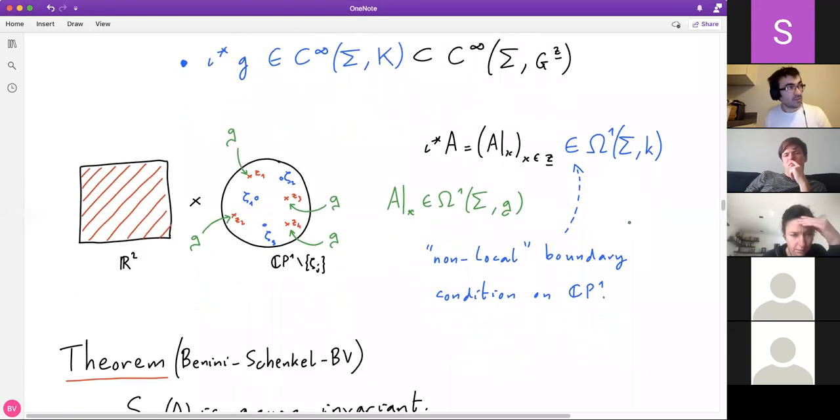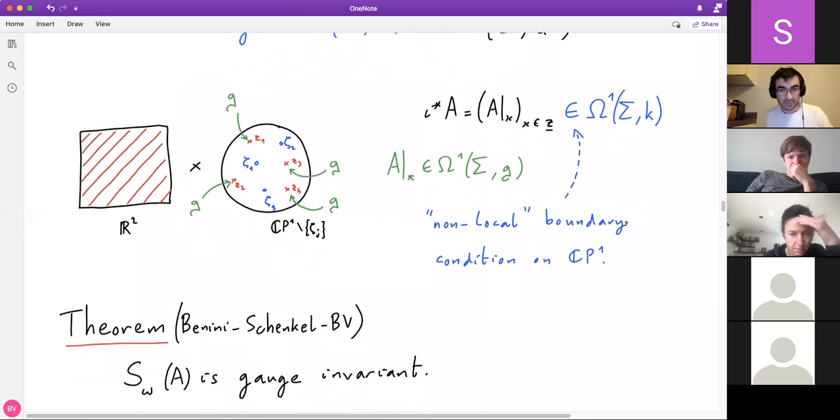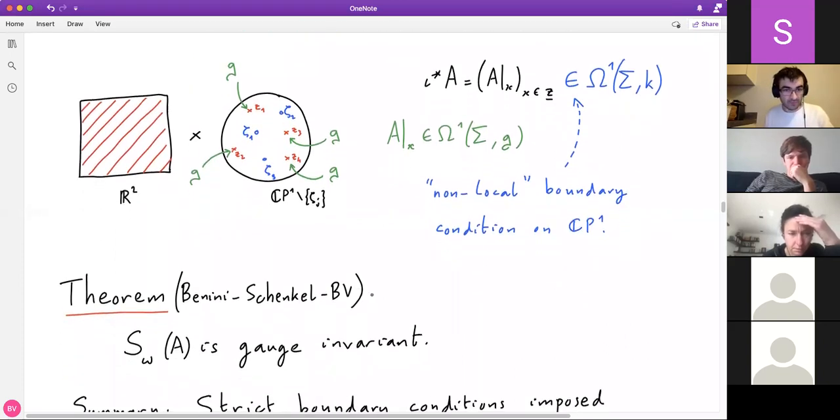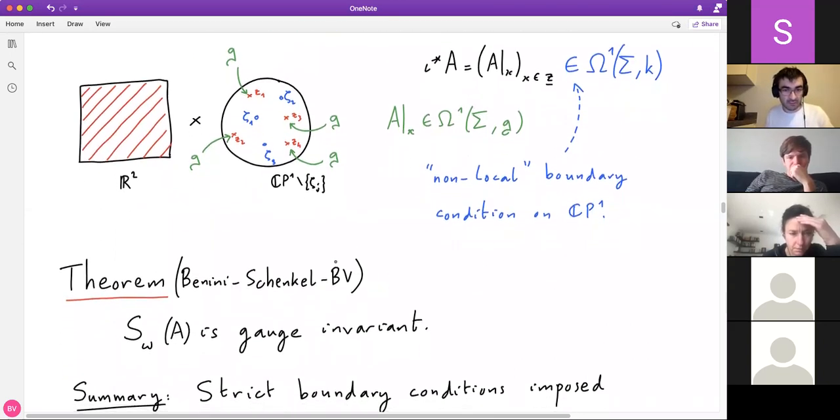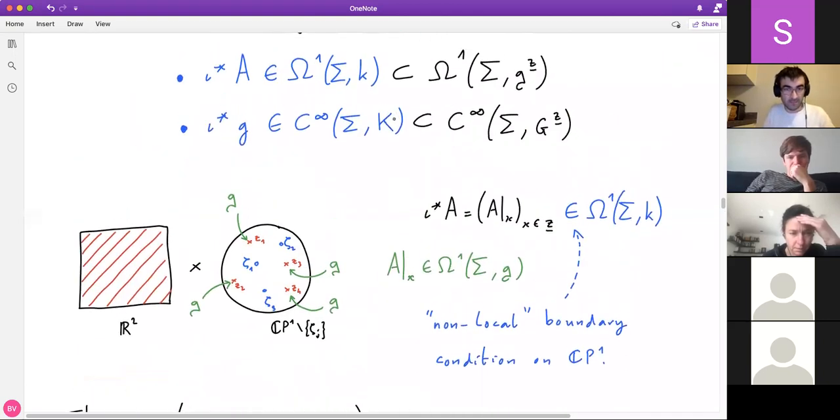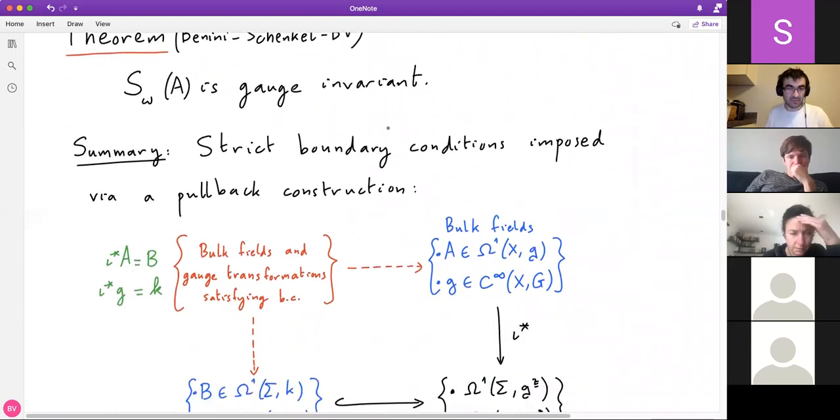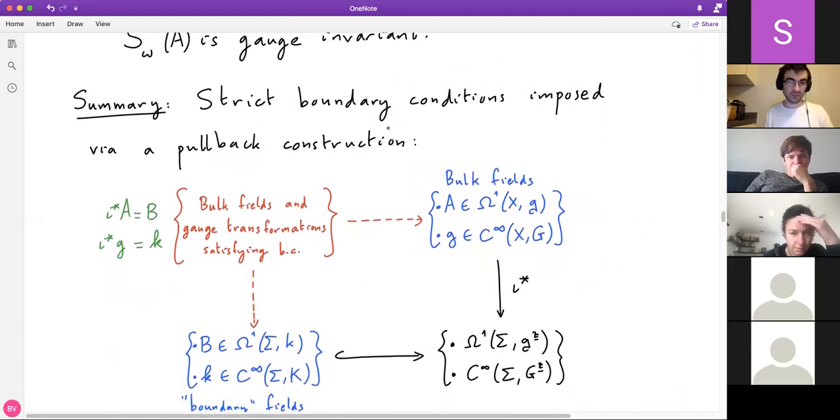I think these isotropic subalgebras were used in the papers by Kosselewit and Yamazaki as boundary conditions as well. They took Lagrangian subalgebras of the defect Lie algebra in a similar way. So the first main theorem is just that the action is now gauge invariant having imposed such boundary conditions. I call these strict boundary conditions because you can summarize imposing these boundary conditions in the following way.